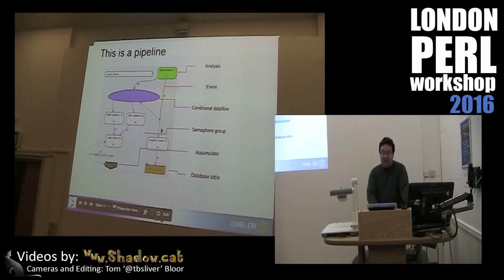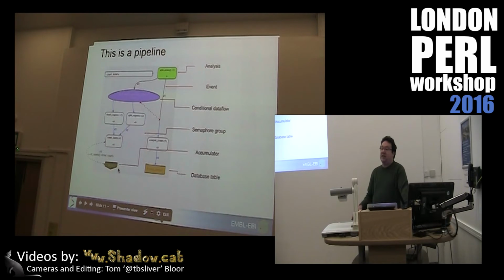There are events that represent flow. As events happen, they trigger the flow of data and work to other analyses. You can have a conditional in there to help direct your flow based on previous events. Semaphore groups let you know that all these jobs need to run before you can do this one, so you put a block on these events until this clears.